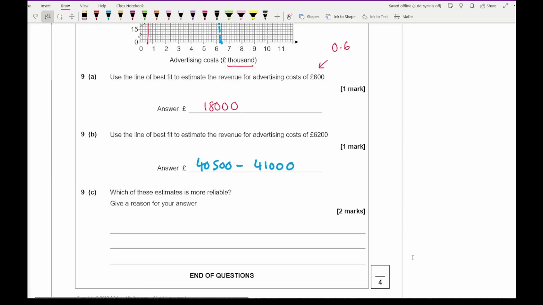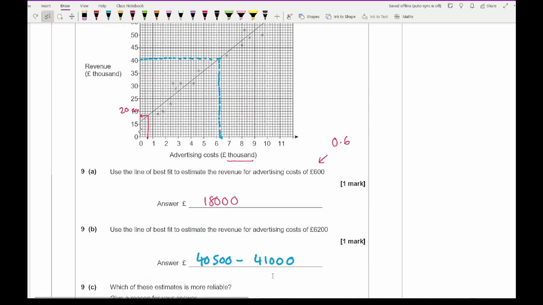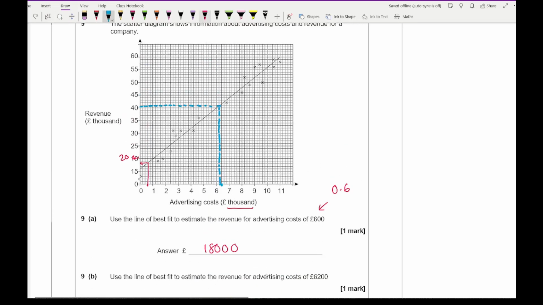It then says for 9C, which of the estimates is more reliable? Basically, we just need to say the second one is, as it is within the data range. Now, in order for the line of best fit to prove useful, the values that you predict using your line of best fit need to be bigger than the smallest data and smaller than the largest data. So as long as it falls, let's say, more than this one here and less than this point here, it's going to be fine to predict and use your line of best fit. Anything outside that range, make sure you treat the line of best fit and any results that you use from it as unreliable.